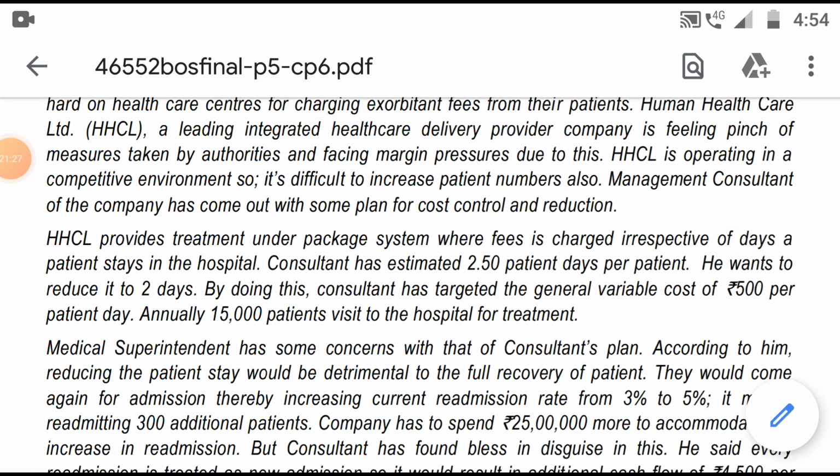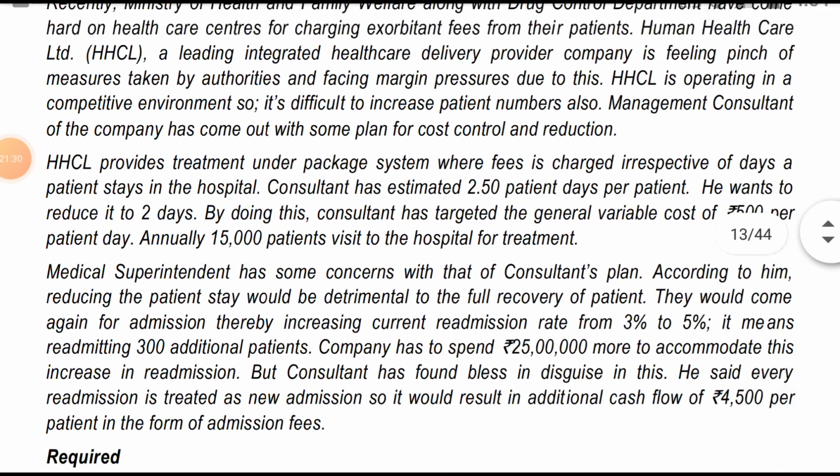So we will read the second para again. HHCL provides the treatment under the package system, where the fee is charged irrespective of the days the patient stays in the hospital. The consultant has estimated 2.5 patient days per patient. He wanted to reduce it to 2 days. By doing this, the consultant has targeted the general variable cost of 500 per patient day, annually 15,000 patient visits to the hospital.